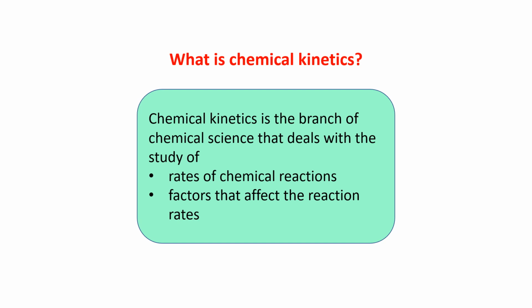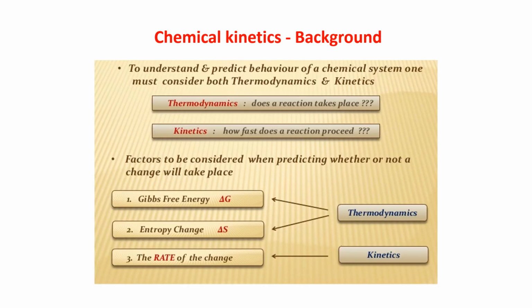So the kinetics of a reaction is about the rate of a chemical reaction, and there are several factors on which a reaction rate depends. What are the factors that affect the reaction rate? That is known as chemical kinetics. Now, to understand and predict the behavior of a chemical system, one must consider both things, that is, thermodynamics and kinetics.